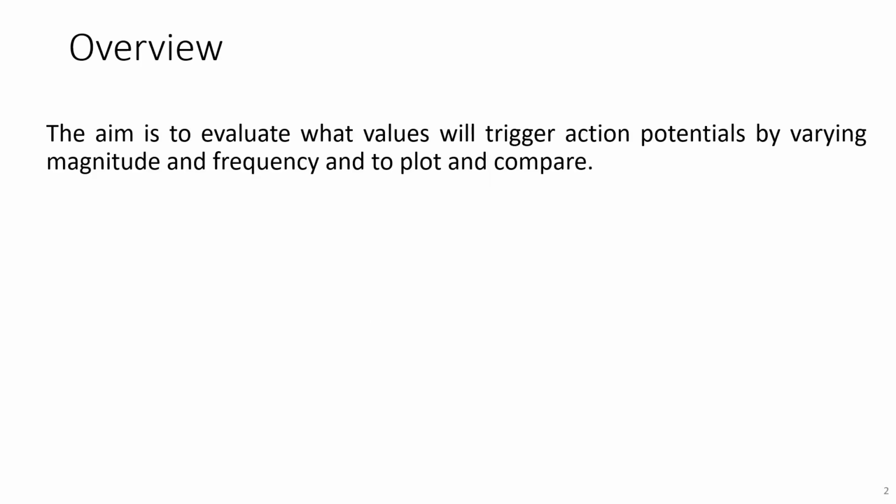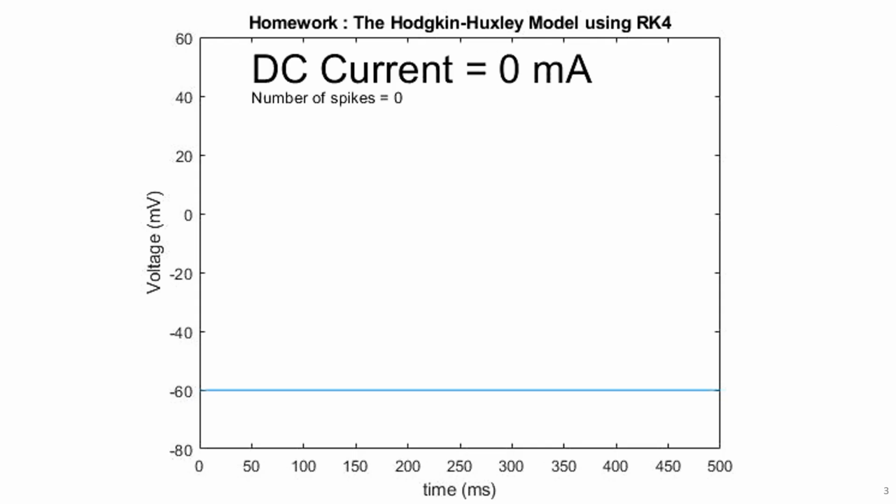As we all know, we would be varying the currents to see the action potentials, as the voltages for the Hodgkin-Huxley model that we have. So the homework had three parts. The first one was DC current, and then we had a sinusoidal current and then a pulse current. So I'll be going over those.